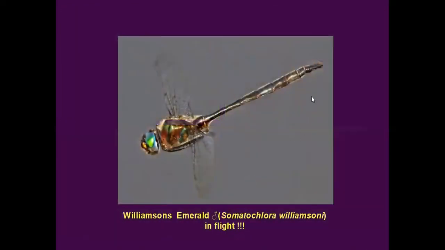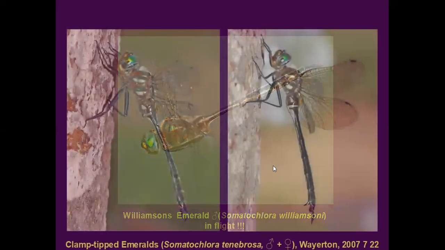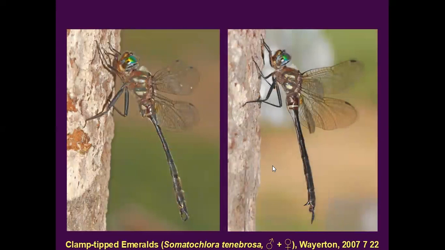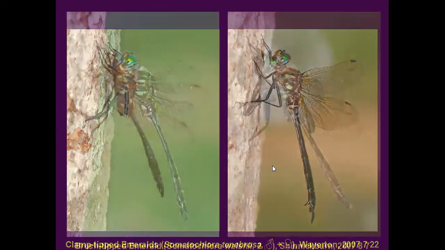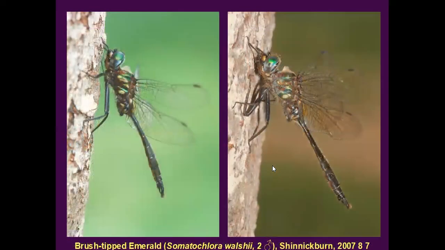Williamson's emerald here with pretty hairy claspers. Clam-tipped emerald, which is more common to the south of us, but becoming more common now. This was found in Wayerton, and the brush-tipped at Shinnickburn. The ebony bog haunter, which is one of our earliest dragonflies in the spring and occurs in bogs as well.